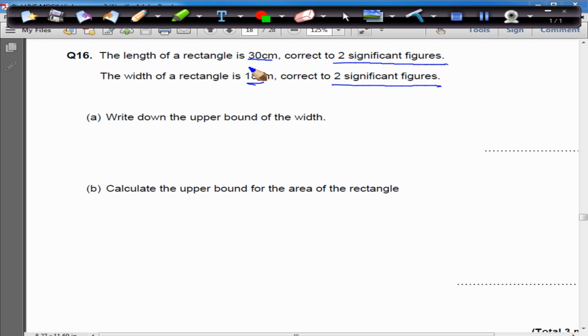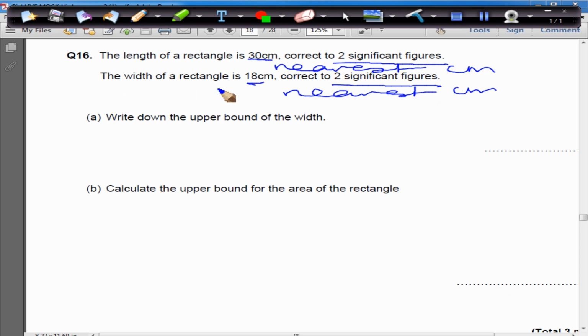That's units. So what that means is it's measured to the nearest what? Nearest centimeter. Nearest whole centimeter here. Now, 18 centimeters, correct to 2 significant figures. That's units and tens. So to two significant figures means to the nearest unit, to the nearest centimeter. So that is also done to the nearest centimeter. So this here is code for that.